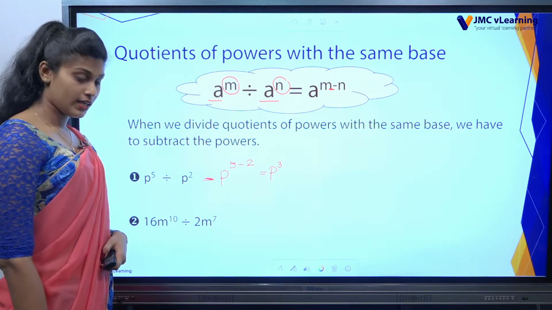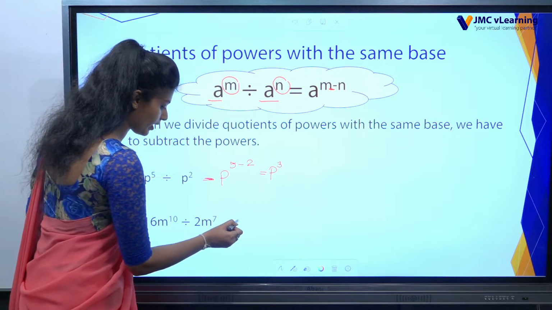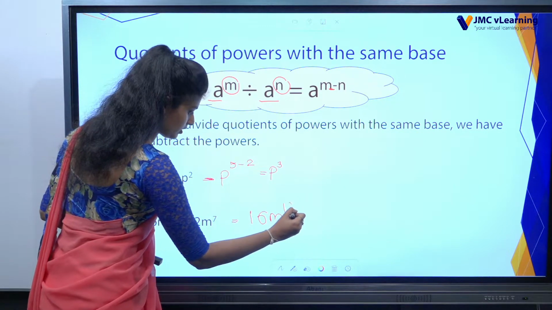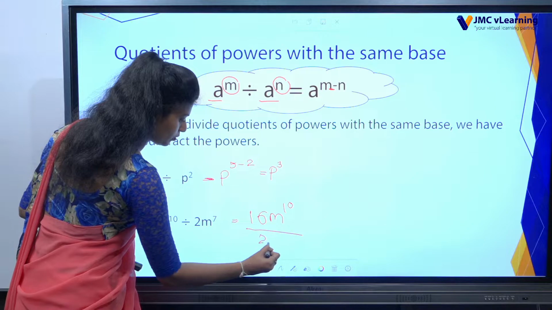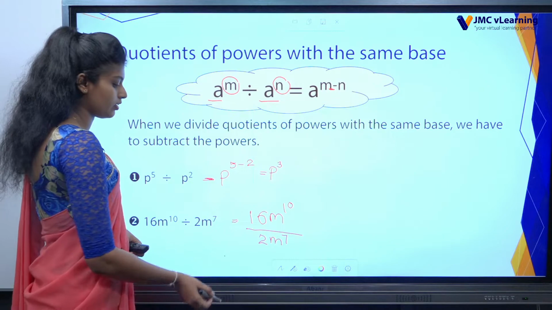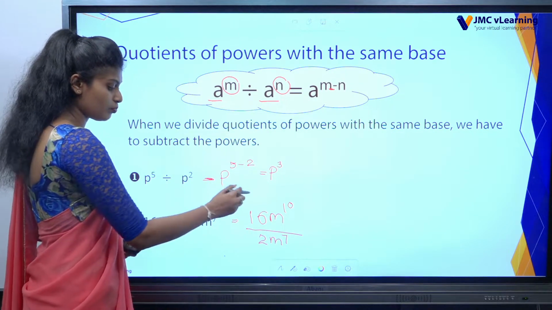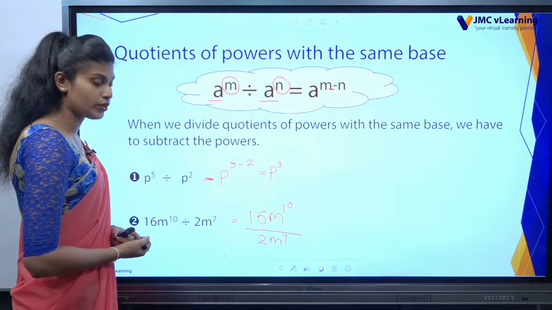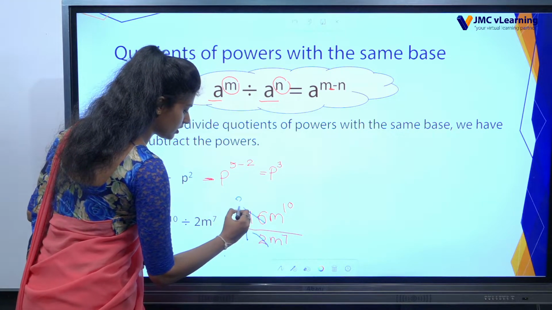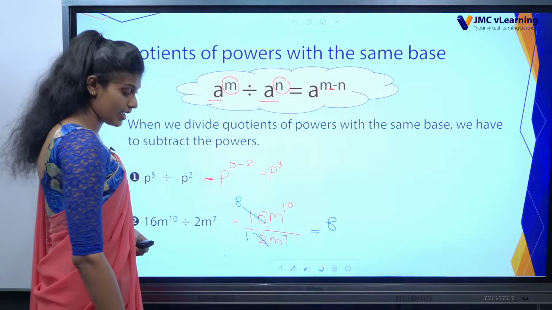16 m to the power 10, 2 m to the power 7. Then I can write this one like this: 16 m to the power 10 divide 2 m to the power 7. Then you can divide 16 and 2 using which number? Both the denominator and the numerator you can divide by 2. 16 means 8. Then the numerical value is 8.